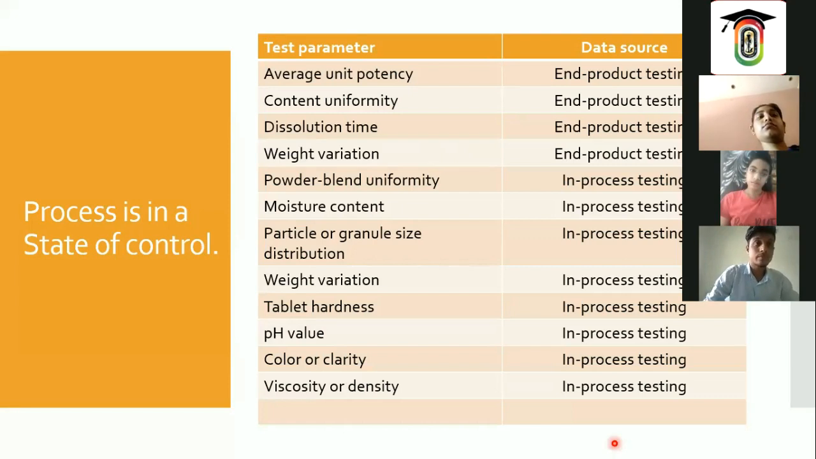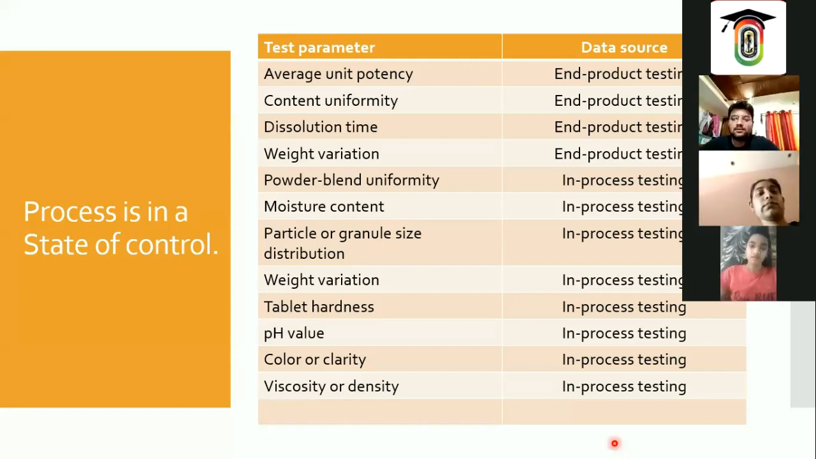Can anybody tell me, if there is a change in the color, what are the defects associated with the color in the tablet? Mottling. What happened in mottling? Ma'am, non-uniform color distribution in tablet. Right, non-uniform color distribution in tablet. Any other defect? Mottling is the one, right?